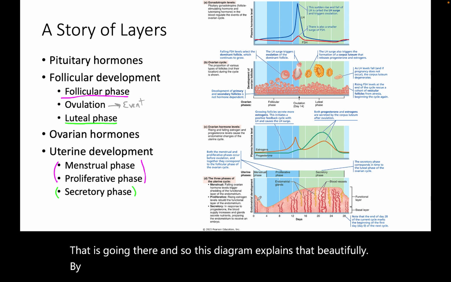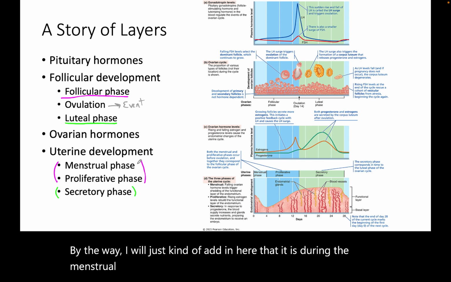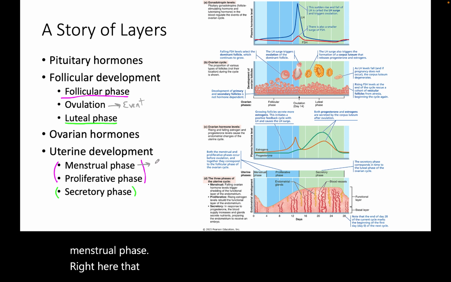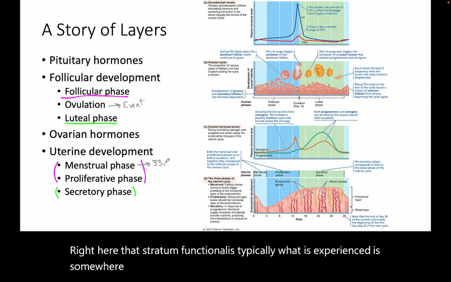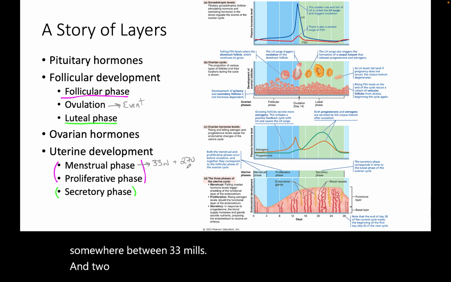By the way, I will just kind of add in here that it is during the menstrual phase, right here, that stratum functionalis, typically what is experienced is somewhere between 33 mils and 270 mils of blood loss.